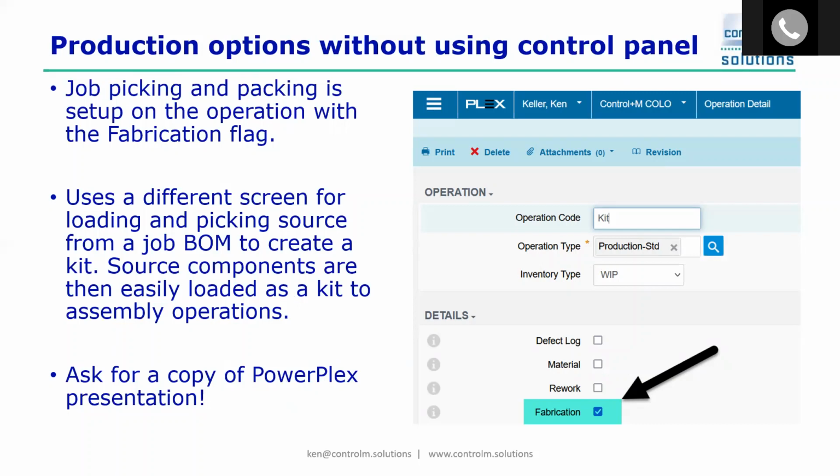One is job picking and packing. That's set up with an operation with a fabrication flag on the operation. So in Plex, job picking and packing, kitting, fabrication, those terms are all used interchangeably. If we turn on the fab field in an operation, let's say I'll call the operation kitting, or kit, with an operation type of standard production.